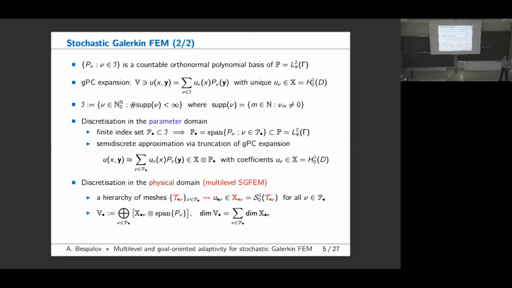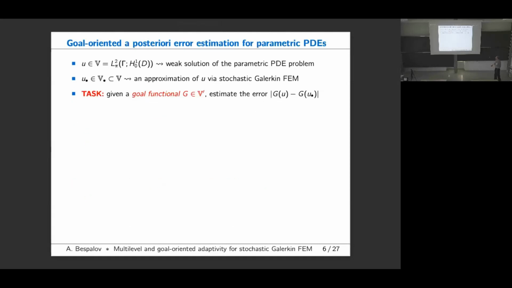And dimension now becomes additive. Yeah, so the growth of the dimension is much slower. Okay, goal-oriented error estimation and goal-oriented adaptivity, this is the focus of the talk.